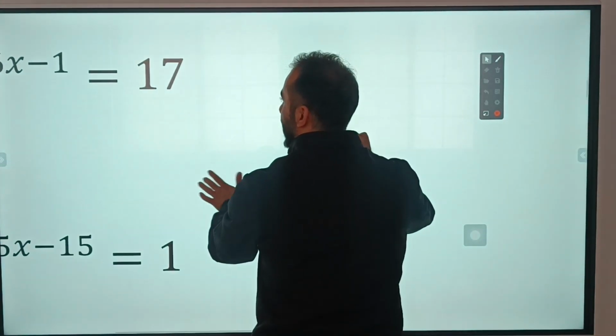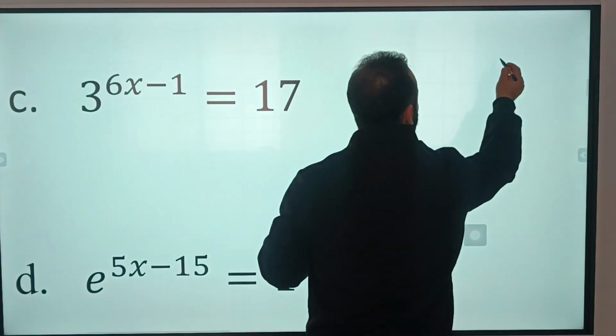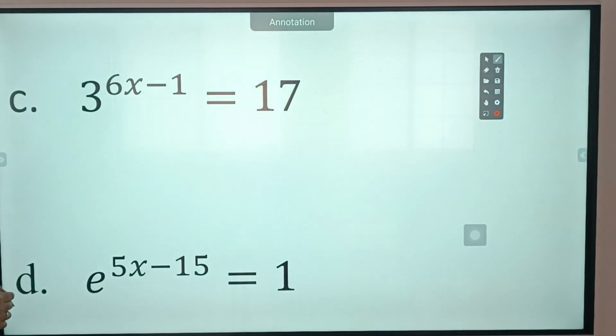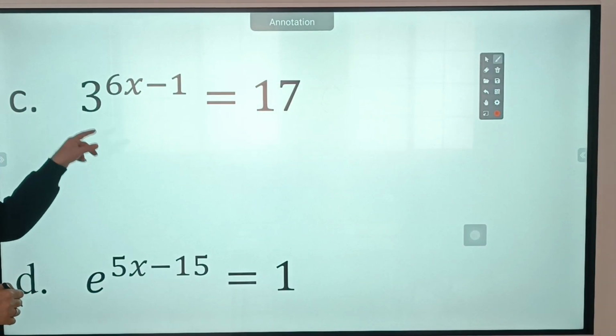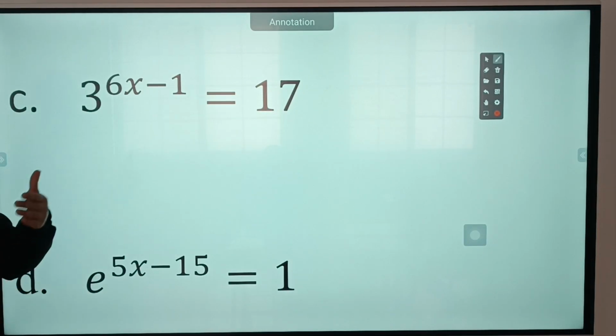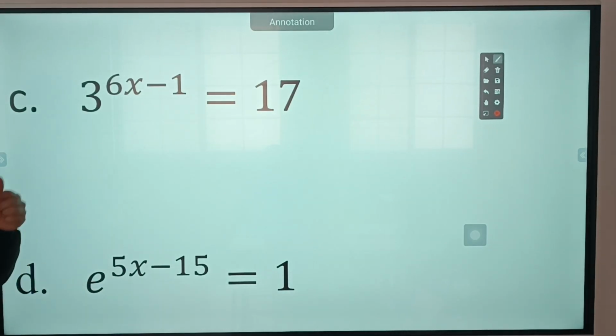One more question here. That is a beautiful question. 3 powered by 6x minus 1 equals 70. Can we write 70 in terms of 3? Absolutely not. So we need to take a logarithm. But before taking the logarithm, there is one more step that we need to do for such a question.